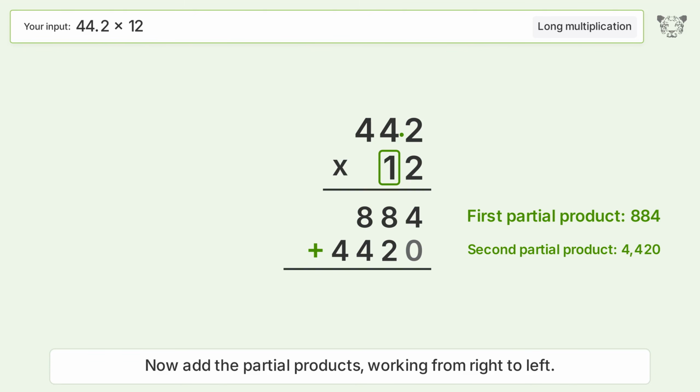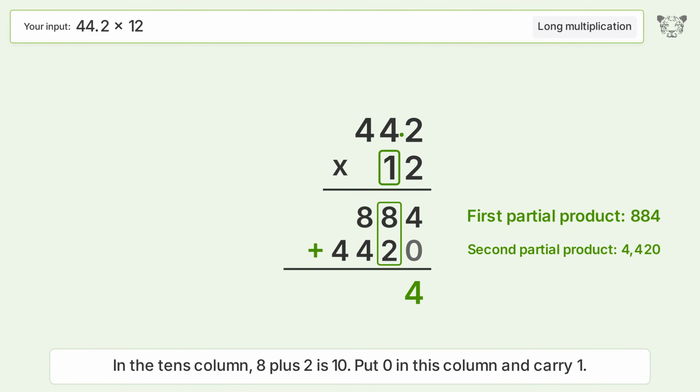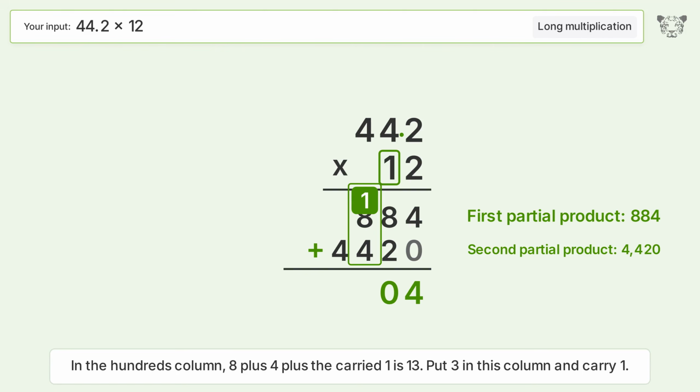Now add the partial products, working from right to left. In the ones column, 4 plus 0 is 4. In the tens column, 8 plus 2 is 10. Put 0 in this column and carry 1. In the hundreds column, 8 plus 4 plus the carried 1 is 13. Put 3 in this column and carry 1.